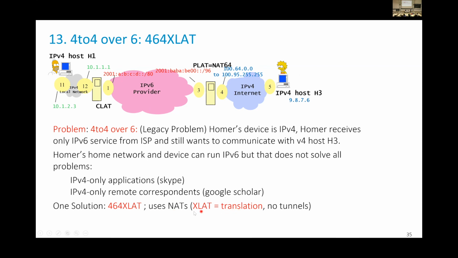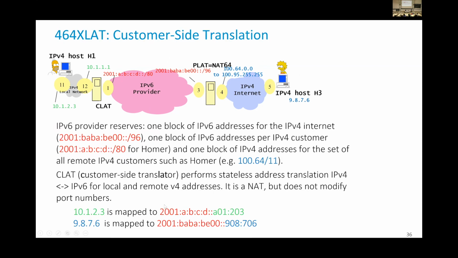XLAT means translation. The difference with the solution that we've discussed before is that there is no encapsulation. With 6RD, we put an IPv6 packet inside an IPv4 packet. Here it's different. We change the header at an intermediate point, exactly like a NAT does. A NAT changes my address. The rest of the world doesn't see my true IP address, which is a private one. It sees something else that has been changed. So it's the same idea here.